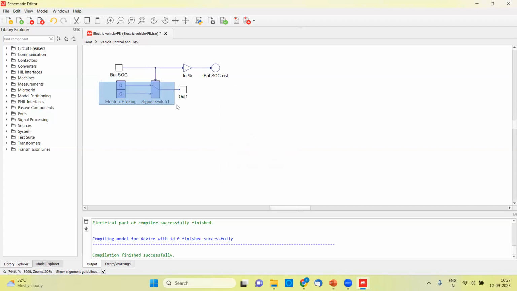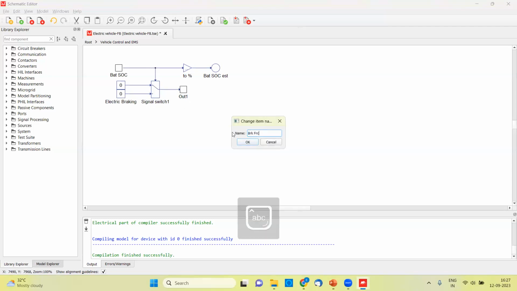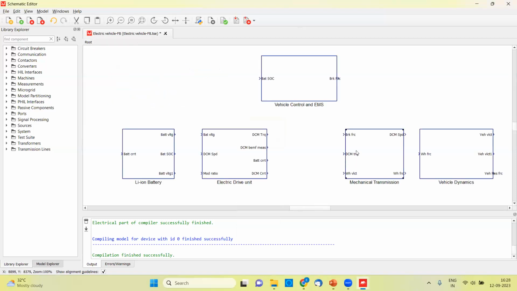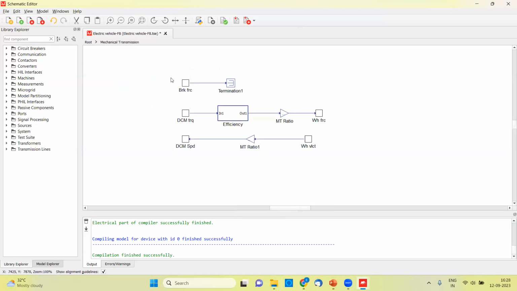So this logic has been defined only for when we are going to have the electric braking, or we are going to apply the brake force. So this output which we are generating is the brake force only. And this brake force, if you remember, we had this situation over here where one input of brake force was coming and the vehicle was getting stopped.